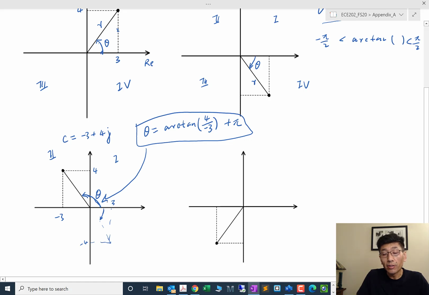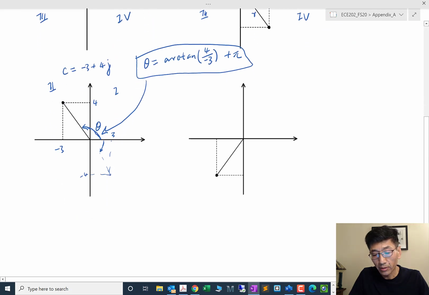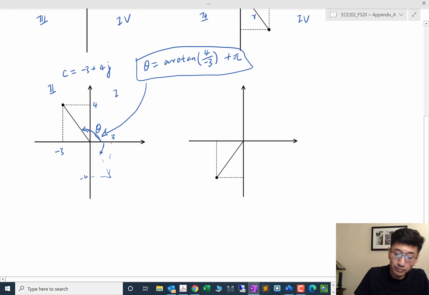Okay, it's very critical that you get this. I strongly discourage you from memorizing any of these things. Think about this figure and see where the number really is, which quadrant the number is really in. Okay, so let's see another one.